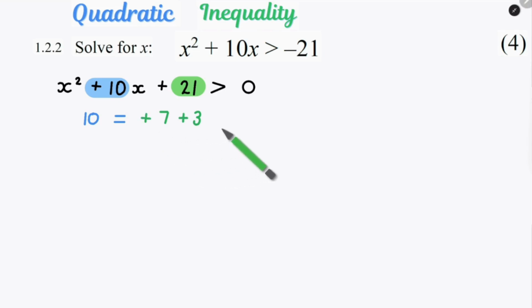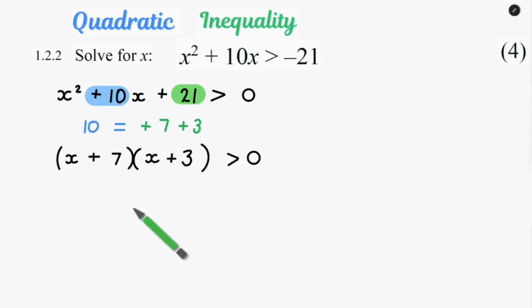With that plus 7 plus 3, we can formulate two brackets. Inside the first bracket, you'll just have an x plus 7. You see the plus 7 over there. And inside the second bracket, you'll have an x plus 3, taken from this plus 3 over here. And the inequality and the 0 will remain unchanged.